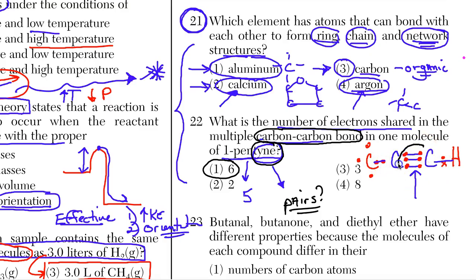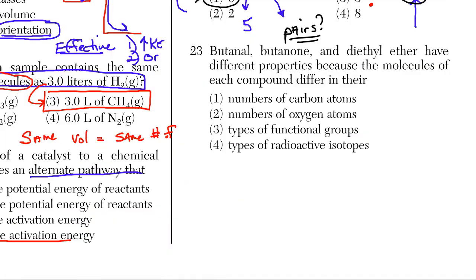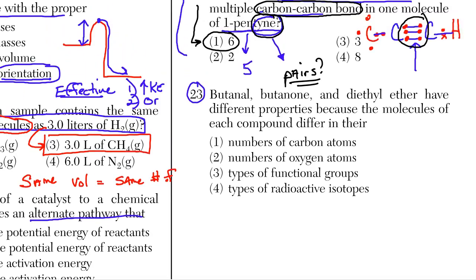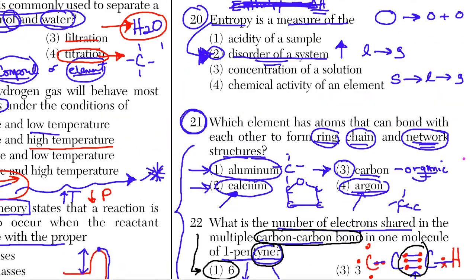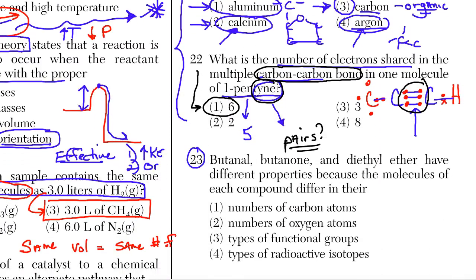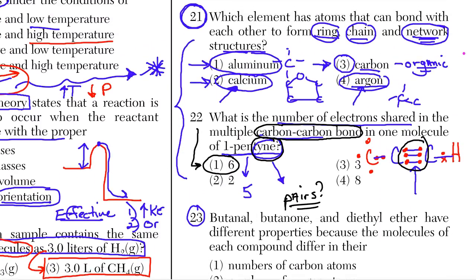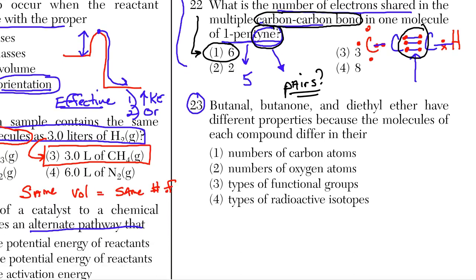So in this scenario here, there's a total of 6 electrons, and that's why 22 is choice 1. Number 23 is another example of an organic question. And I can't say enough that a lot of times these questions are bundled together. Knowing it's an organic question, okay, 21 through 23 are all organic questions. So knowing that sometimes you're in a cluster can help you.